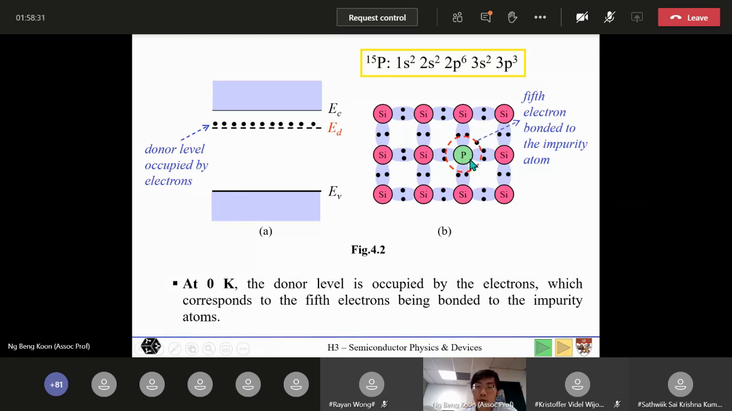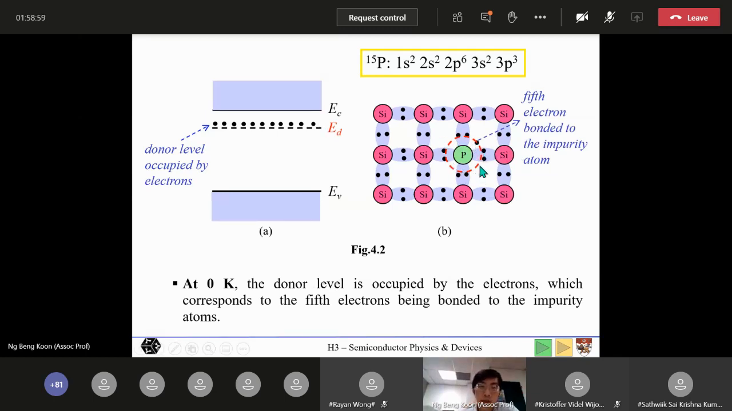If you look at the phosphorus atom, it has 5 valence electrons, and in having this phosphorus atom in the crystal, 4 of the valence electrons will be used to complete the bonding with the neighboring silicon atoms. There are 4 required to bond with the neighboring silicon atoms, and this 5th one is then loosely bound to the phosphorus atom.